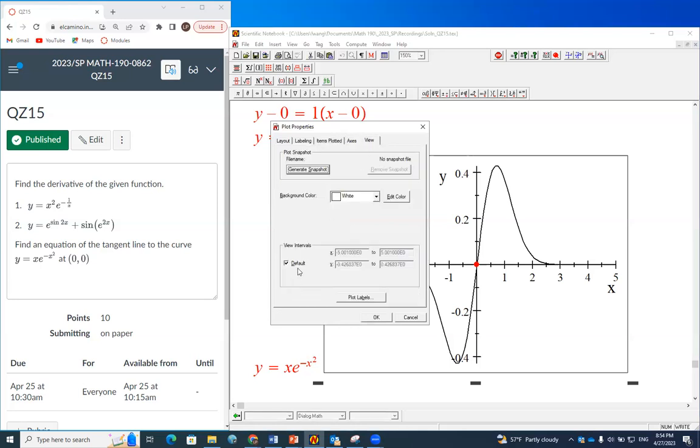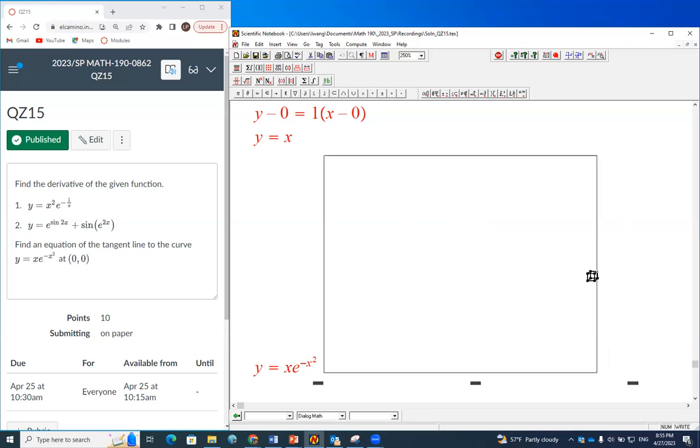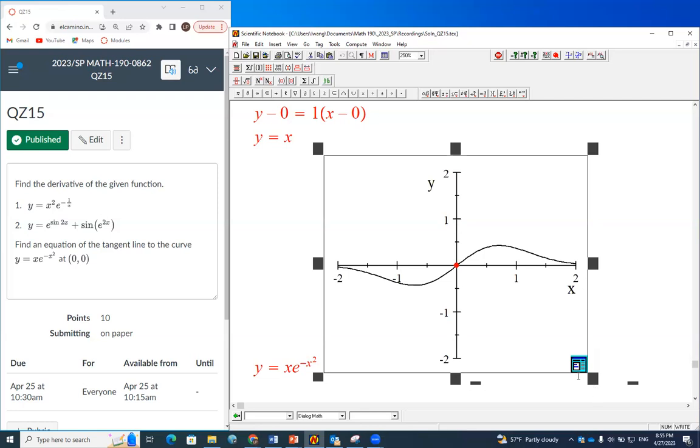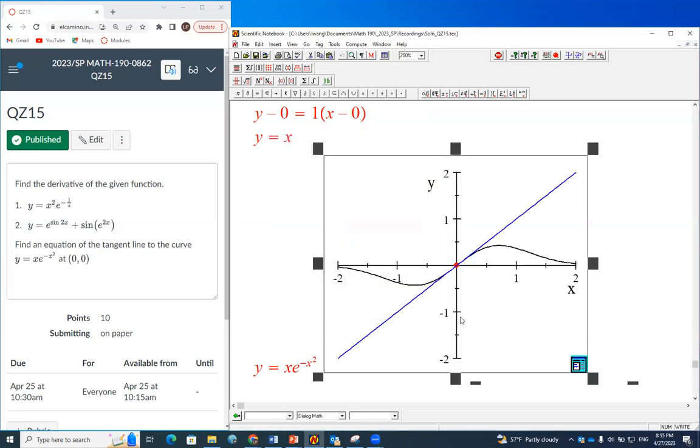Let's adjust the scale. I made some adjustment to the scale, so the scales in both directions are comparable. And the tangent line we know is y equals x, right? So we're going to draw this tangent line. Let's make a different color. Blue. There we go. So that's the tangent line. It passes the origin. Okay.